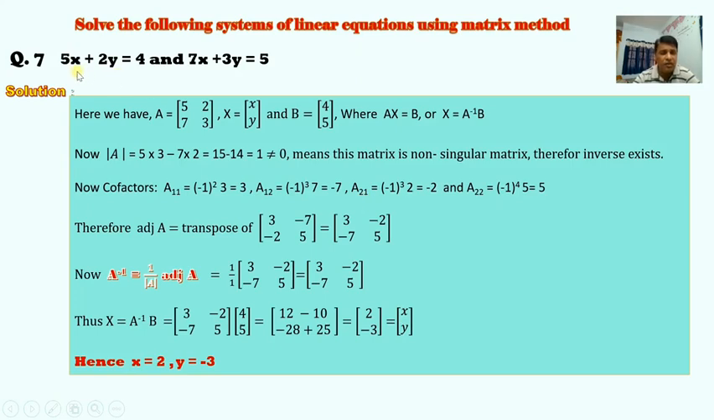Capital X means all the variables involved in this question. So here we have two variables only, that is x and y. So for that we will compare these two sides. X is equal to plus 2 and y is equal to minus 3. So that's all about this question.